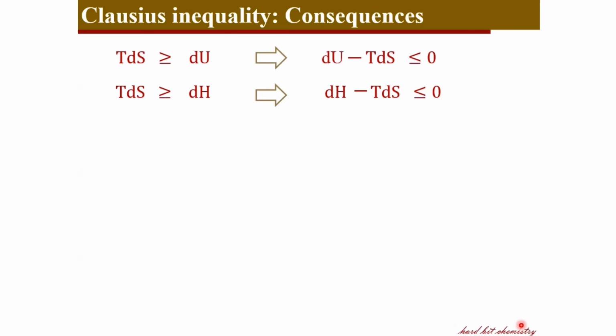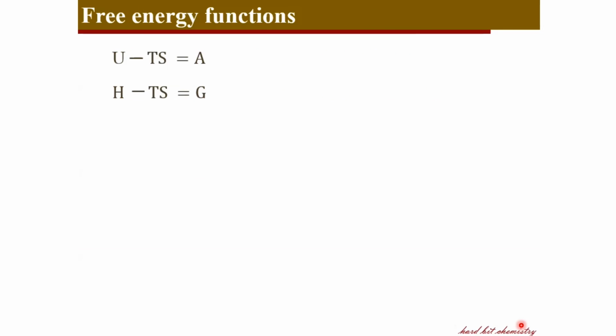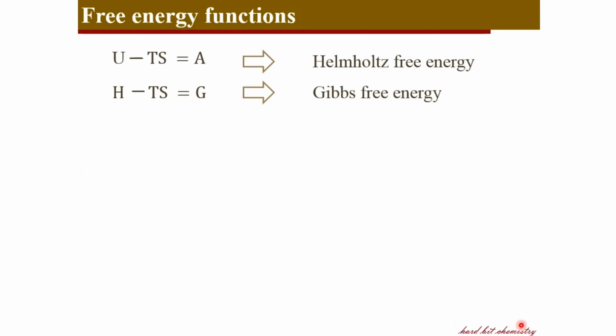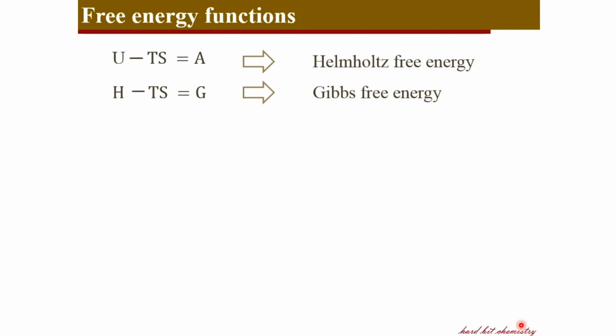And these two terms give rise to the expression U minus TS, that is equated to A, the Helmholtz free energy, and the second one gives H minus TS, that is equated to G, the Gibbs free energy. And these two are the free energy functions A and G. A, the Helmholtz free energy, G, the Gibbs free energy. They are helping us to define spontaneous processes with better clarity than entropy and energy can themselves do. Let's see how it works.